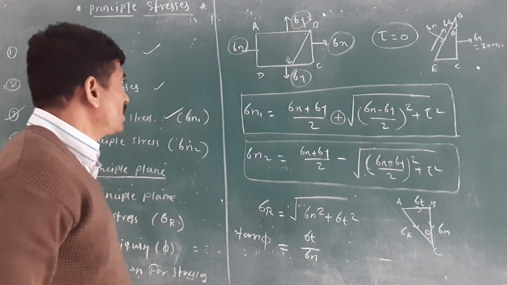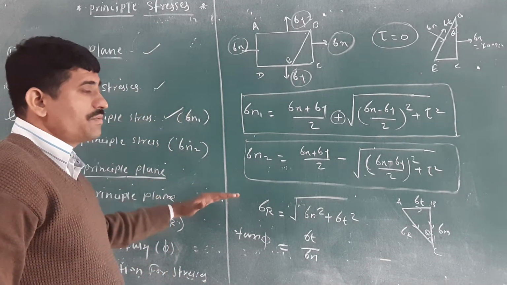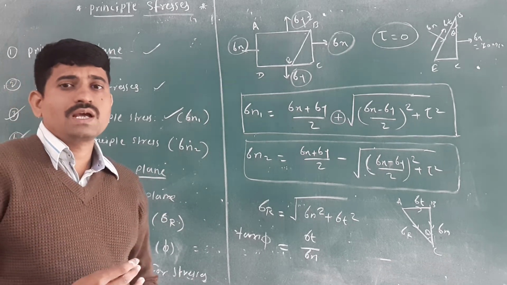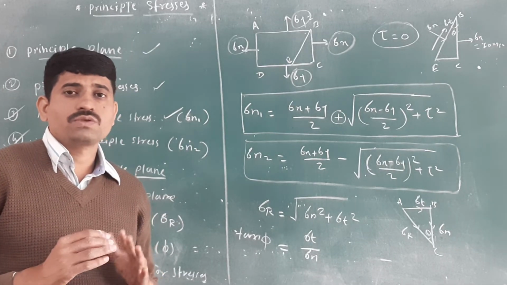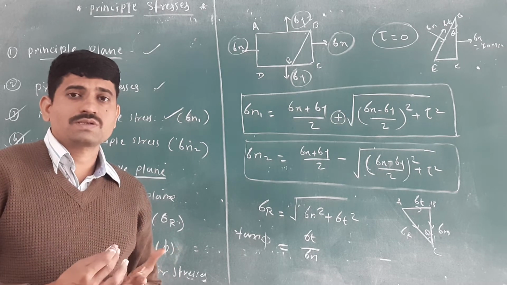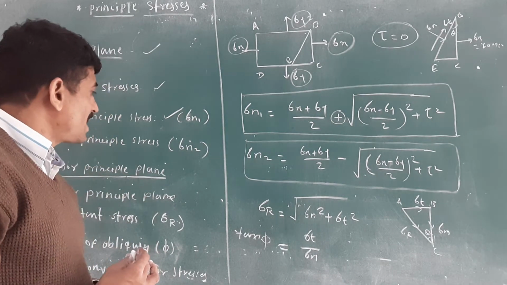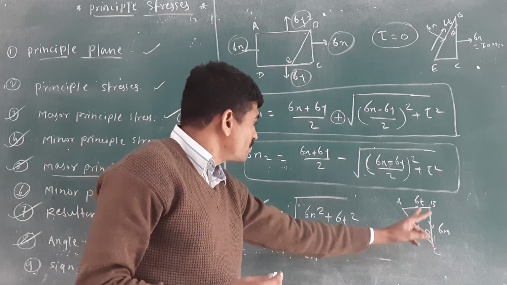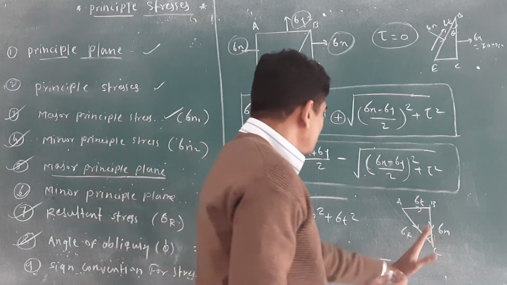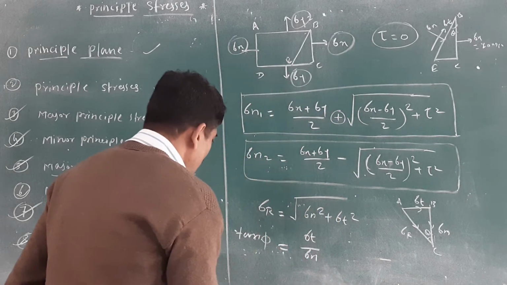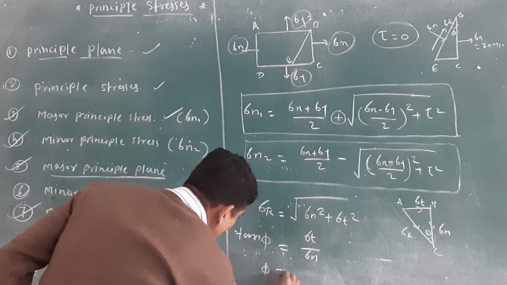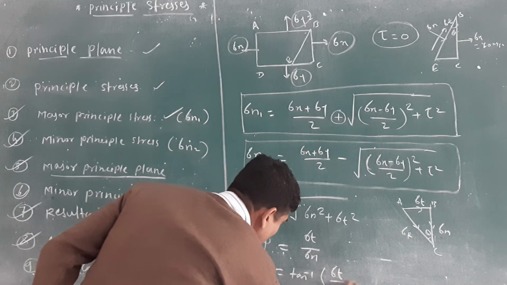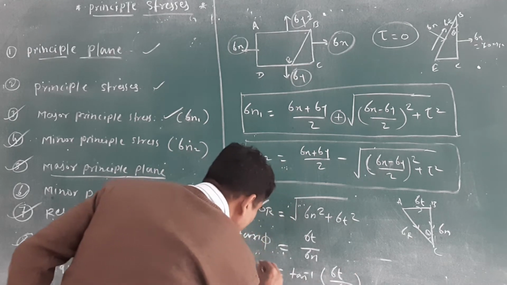Here guys, remember that this derivation you can solve with the help of trigonometry. You know the sin theta value, the cos theta value, the tan theta value. What is tan phi? Tan phi is equal to opposite side divided by adjacent side. Then you will get phi is equal to tan inverse of sigma t divided by sigma n.